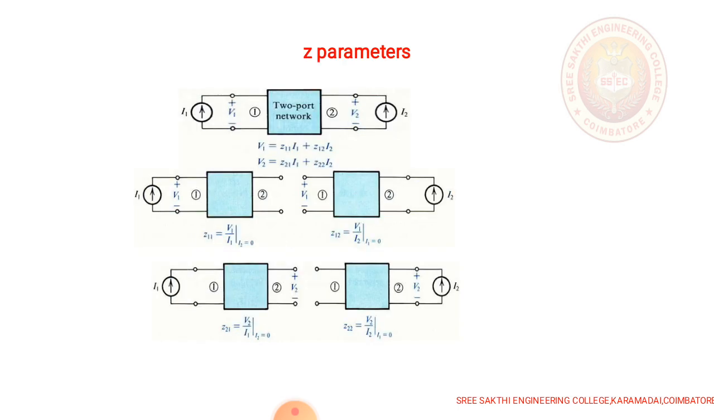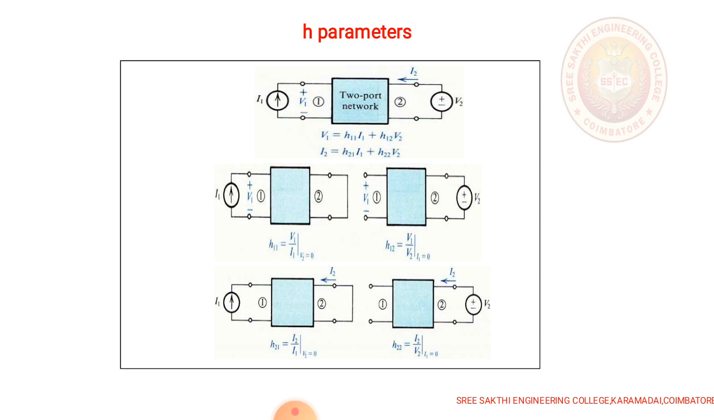Next, Z parameter. Here in Z parameter, the two-port network has two current sources, I1 and I2. So here I1 and I2 are the source currents. From this we can find V1 and V2. V1 is equal to Z11 I1 plus Z12 I2 and V2 is equal to Z21 I1 plus Z22 I2.